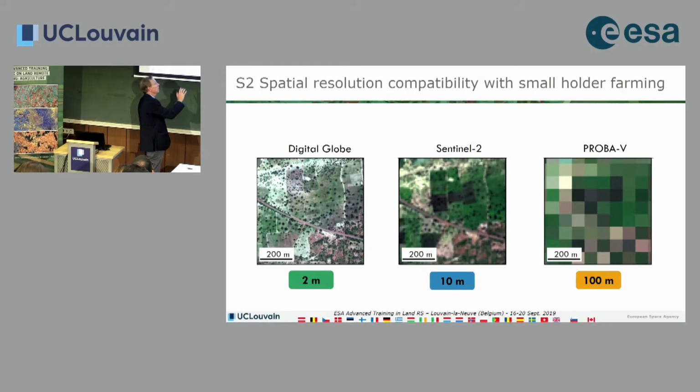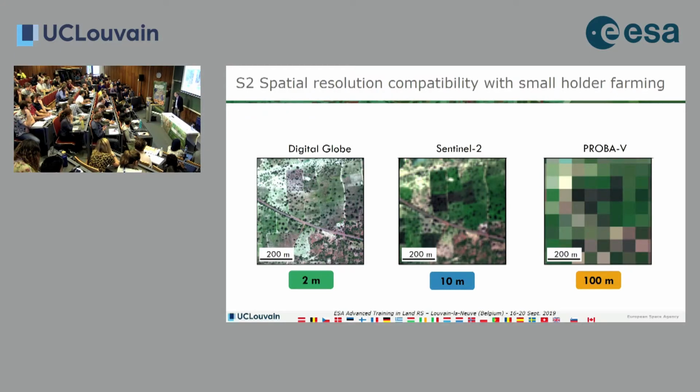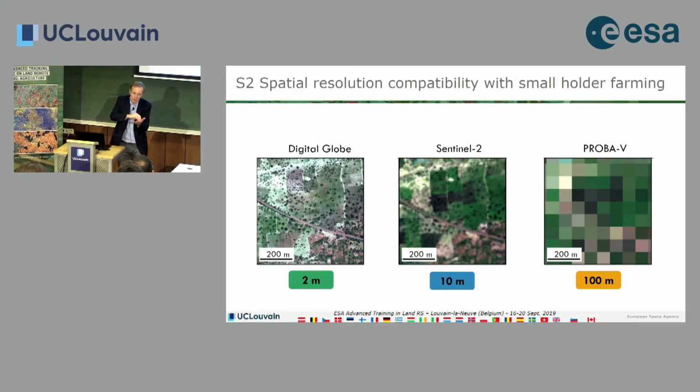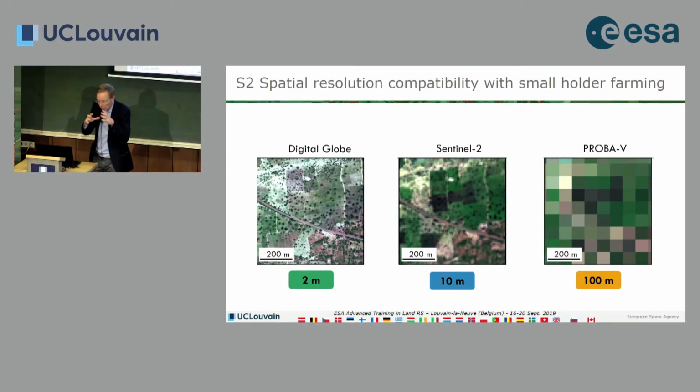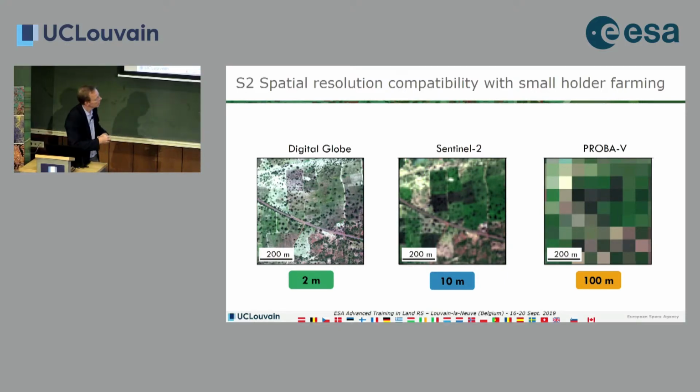The other good news was the fact that the 2 meter is very nice, but the 10 meter does the job. 2 meter is very nice for the delineation of the parcels, but the 10 meter allows you to mask out all the trees, not the very small ones, but all the trees, you can remove them, and then you can work. When you are with 100 meter, you are dead. You are monitoring the crop growth, the tree growth, the tree cover, and not the crop.